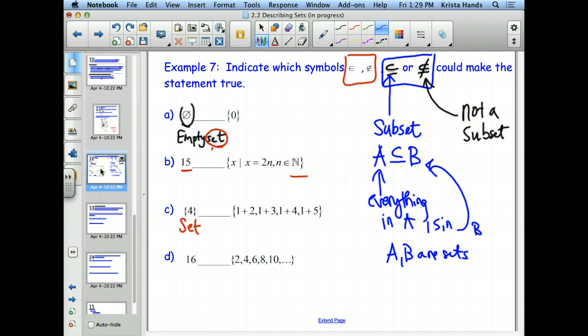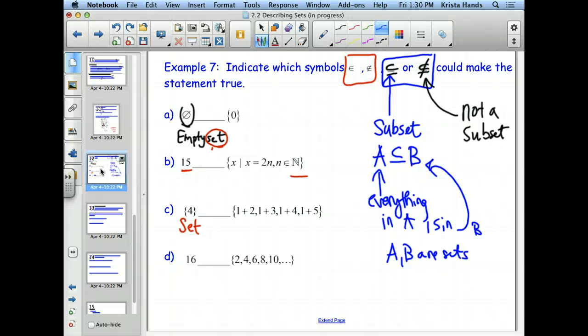Okay, so taking a look at this first description right here. This description says it's an empty set, and then on the right-hand side, it's a set with the number 0 in it. First question you have to decide is, are they both sets? And the answer is yes. So we at least stand a chance at being able to put that subset symbol between them.